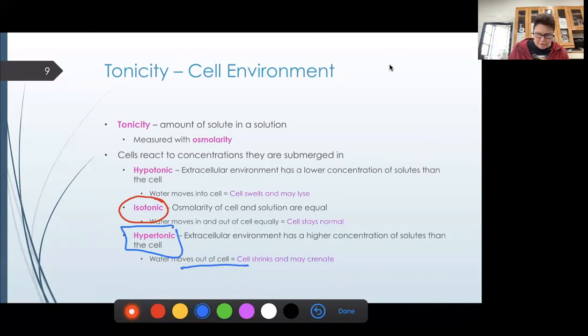Now, the last situation then we have is hypotonic. Now, hypo, that's the only situation we have left. That means it's got a lower solute concentration, which means my cell has a higher solute concentration. So the water will come into the cell to try to dilute the solute. Remember, it's following the solute. So it'll go in, it will cause the cell to swell, and in some cases burst.